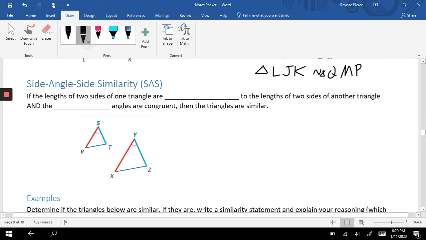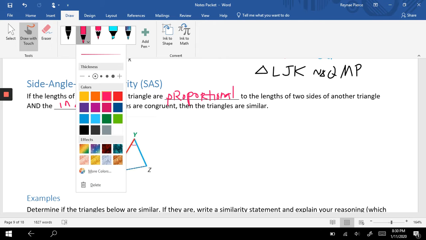And our last shortcut here is side-angle-side. Okay, so again, if we've got two pairs of sides that are proportional, and that included angle, so that angle that is created by those two sides, it says included. Okay, so if two sides are proportional and that angle that's created by those two pairs of sides are congruent, then the triangles are similar.